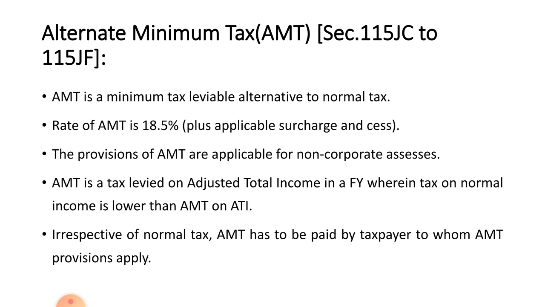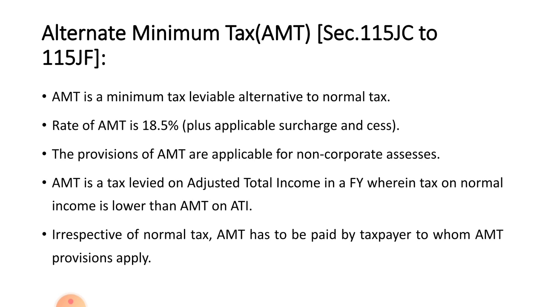Here you have to calculate the adjusted total income in a financial year wherein tax on normal income is lower than alternate minimum tax on adjusted total income. If the actual tax calculated on total income is less than alternate minimum tax, then only the provisions of this AMT are applicable to the taxpayer. If this AMT is less than the actual, that is normal tax calculated on total income, this provision is not applicable.